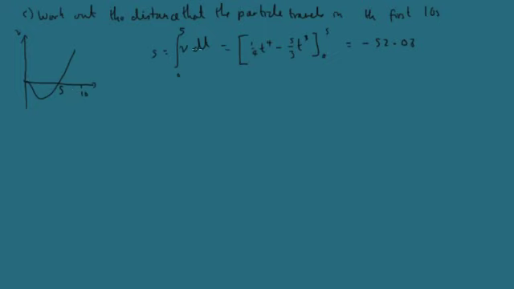We can't integrate and work it out as from 0 to 10, because the velocity curve goes below and above the horizontal axis. So now we're going to do the integral from 5 to 10.